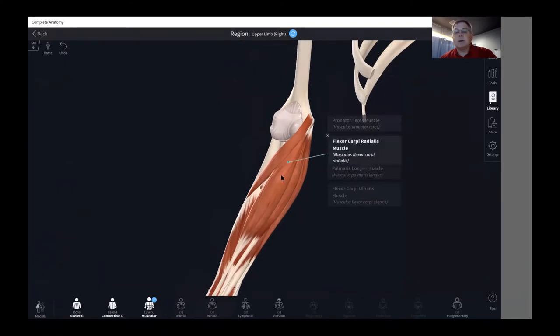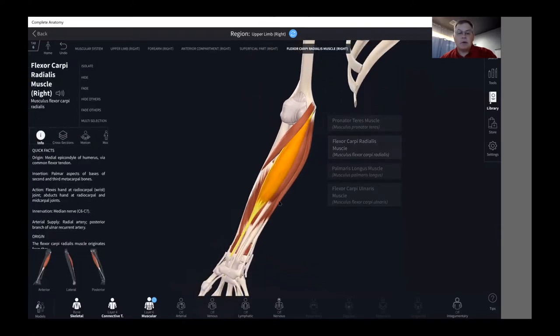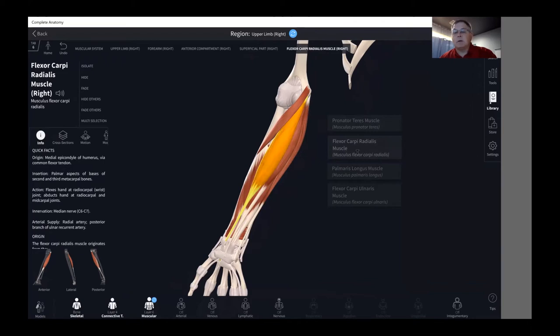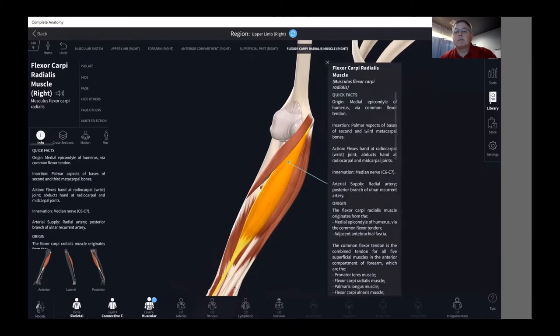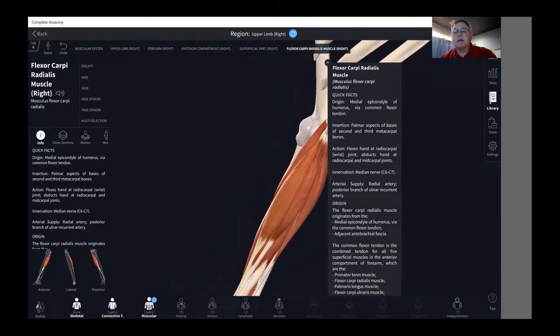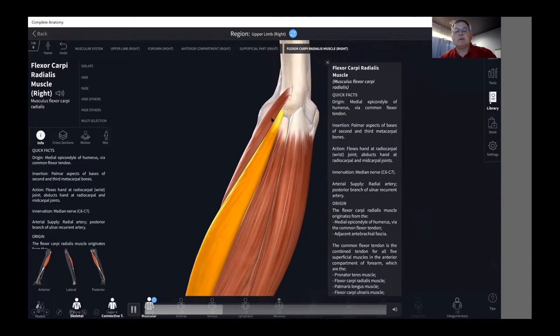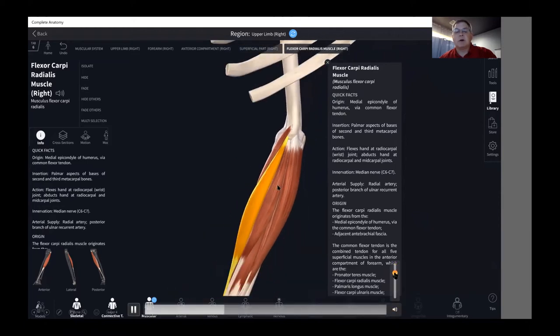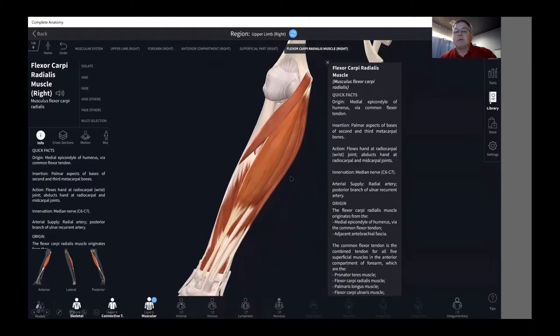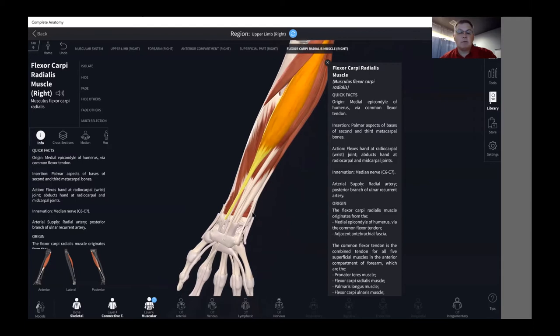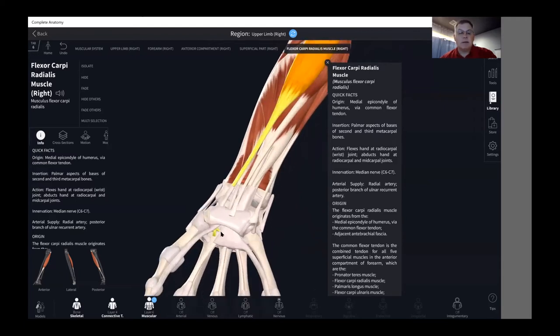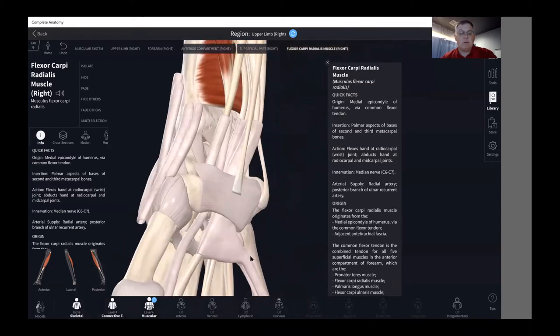The next one in the row is going to be flexor carpi radialis. As you can tell, it's got a proximal origin on the medial epicondyle of the humerus, again via the common flexor tendon. We're going to be seeing this with all of the remainder of these muscles. It shows them being very distinct, but it's generally referred to as a single common tendinous structure across all of those. It inserts on the palmar aspects of the bases of the second and third metacarpal bones. So very far distally, and you see that in yellow there.